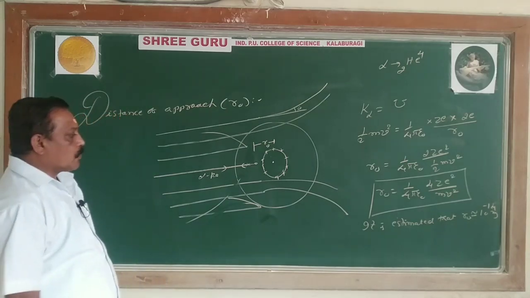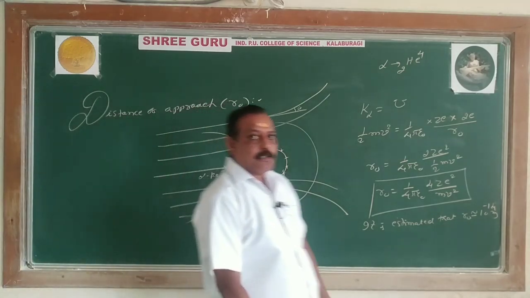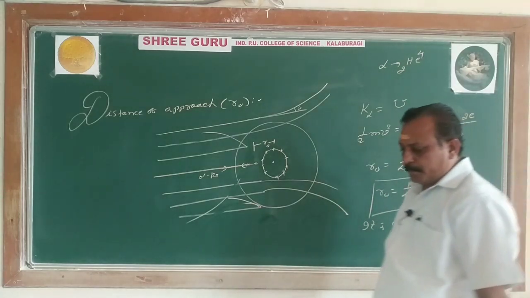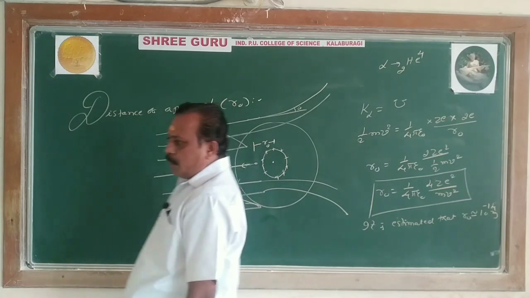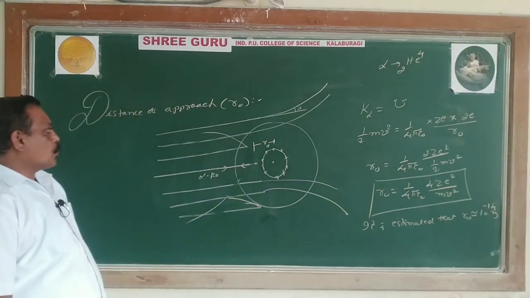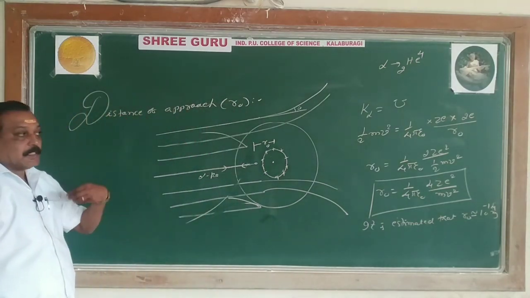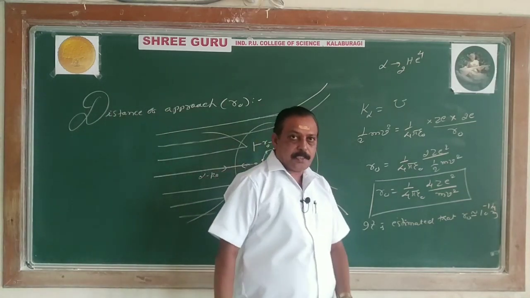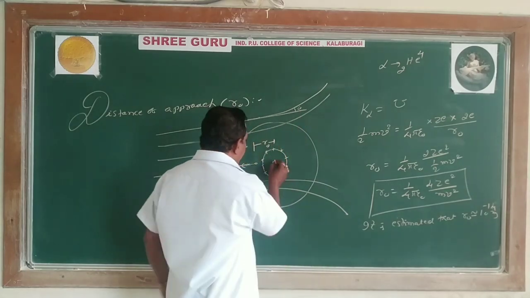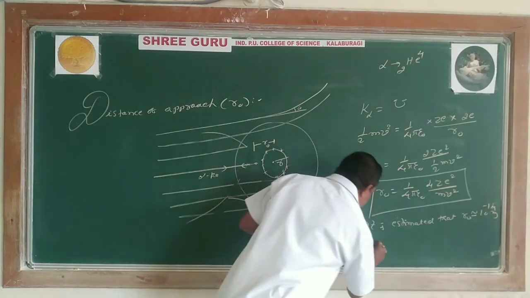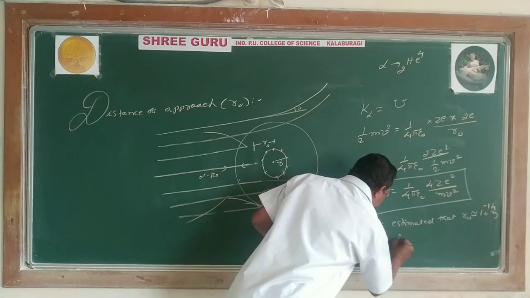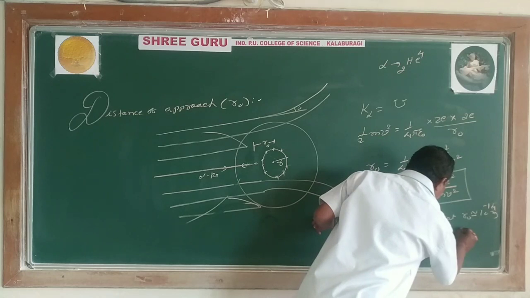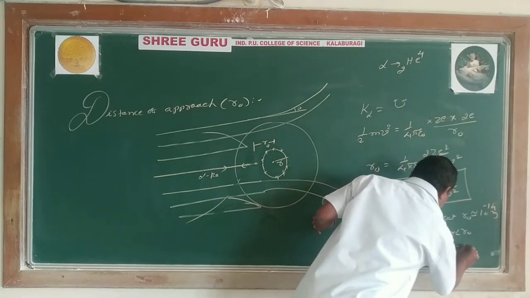So from this we estimate the size of the nucleus, that is nothing but 10 to the power of minus 15 meter, femtometer. So from the distance of closest approach, we estimate the size of the nucleus. So that is nothing but the radius of the nucleus is 10 to the power of minus 15 meter. It is found that R is less than R naught, therefore R is equal to 10 to the power of minus 15 meter.